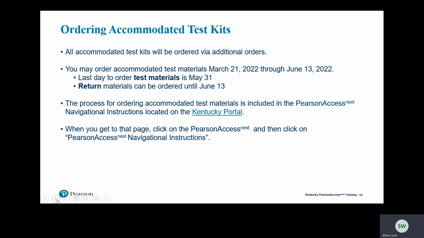The process for ordering this can be found in the navigational instructions for Pearson Access, and those instructions are located at the link here on the Kentucky portal. When you go to that page, click on Pearson Access Next, then click on the Pearson Access Next navigational instructions.